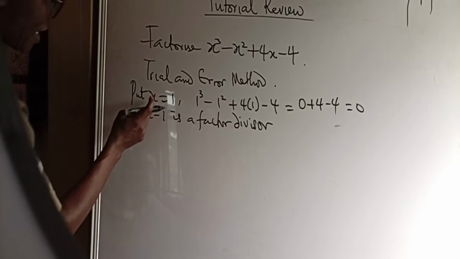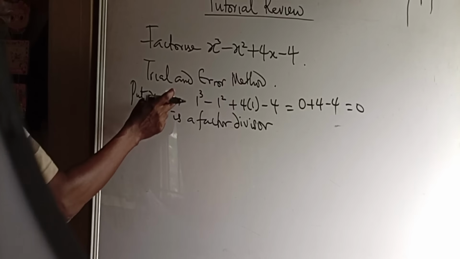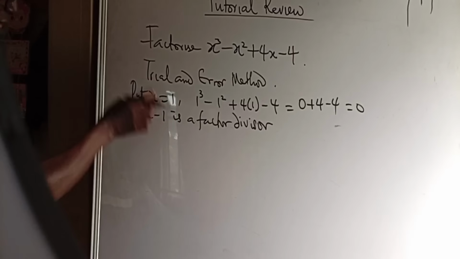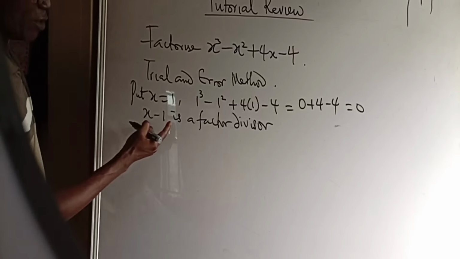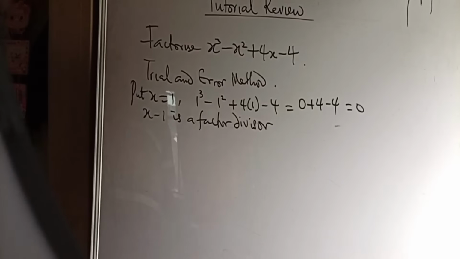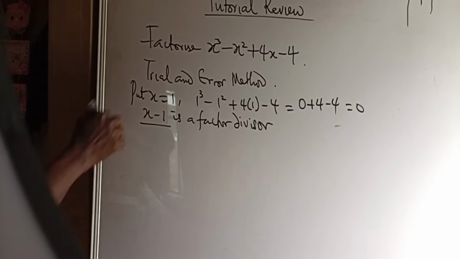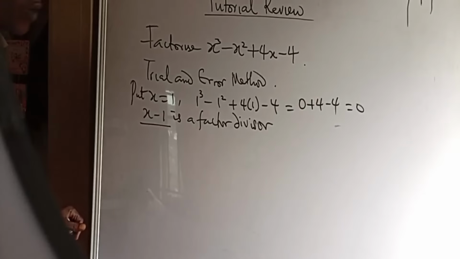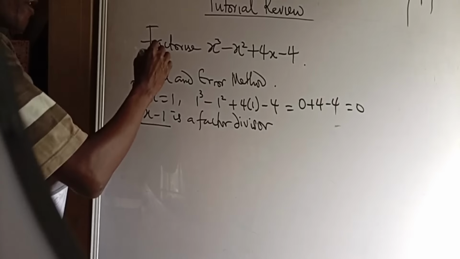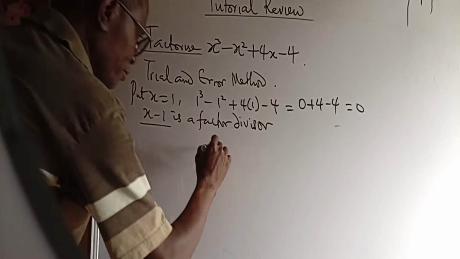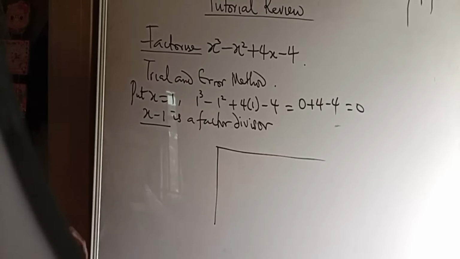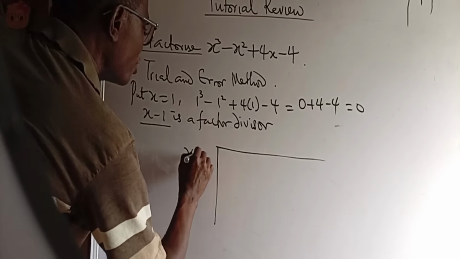So by the time we transfer this one here, it becomes x minus 1 equals 0. Putting it there, the entire factor gives 0. That means we can use x minus 1 to divide this expression. If we divide this polynomial expression by x minus 1, there will not be a remainder. That's what it means. So let's check. Don't forget, we are asked to factorize. So let's use x minus 1 as our divisor.